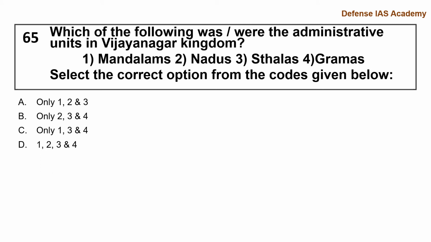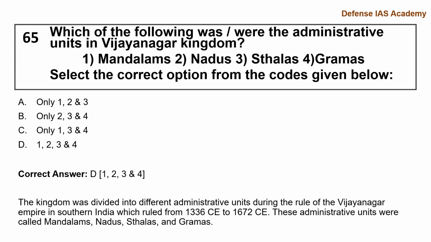Question 65. Which of the following were the administrative units in Vijayanagar kingdoms? 1. Mandalams, 2. Nadus, 3. Stalas, 4. Gramas. Select the correct option from the codes given below. The correct answer is option D, 1, 2, 3 and 4.